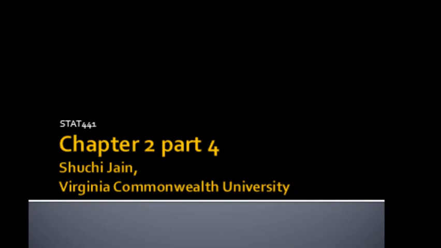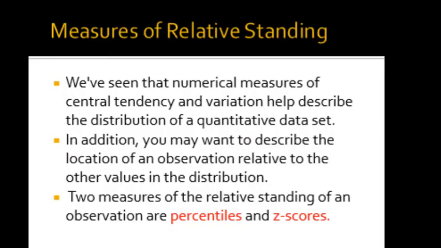In this lecture, we will learn about some measures of relative standing. So far, we have seen some numerical measures to describe the center and to understand the spread of the distribution of a quantitative data set. In addition to that, we might also want to learn about the location of an observation with respect to other values in the distribution. So we will learn about two measures of relative standing. The first one is the percentile, and the second method is z-scores.